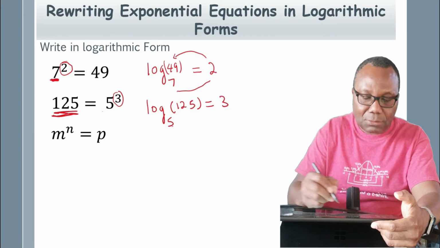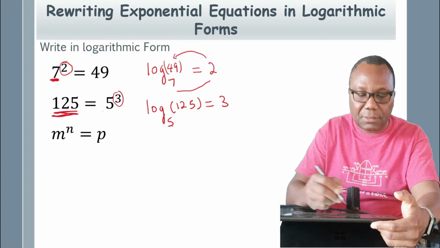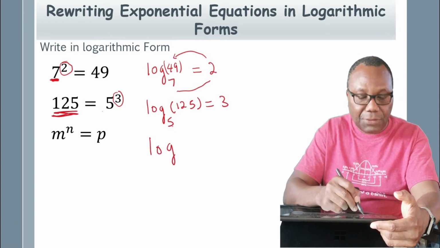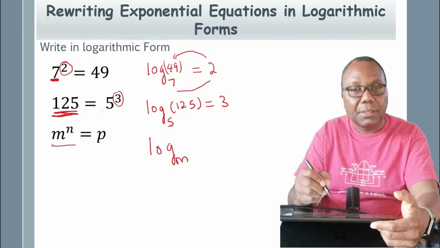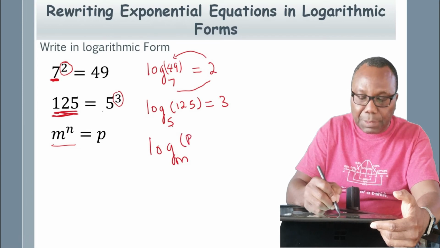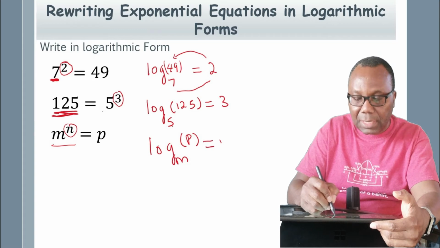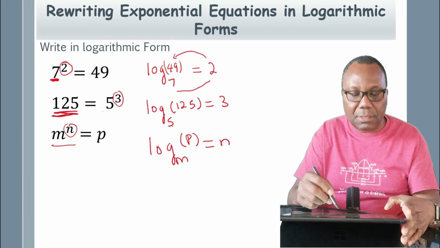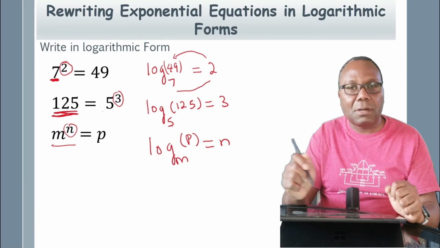Okay, here is the last one. In general, when you see an expression like this, what you would write is the log, and the base is obvious because it's the same base as what you're using for the exponent. So the base will be m, and the input will be p, and the answer is always the exponent. That's the answer. Now we're going to use these ways of going back and forth to evaluate some logarithms.